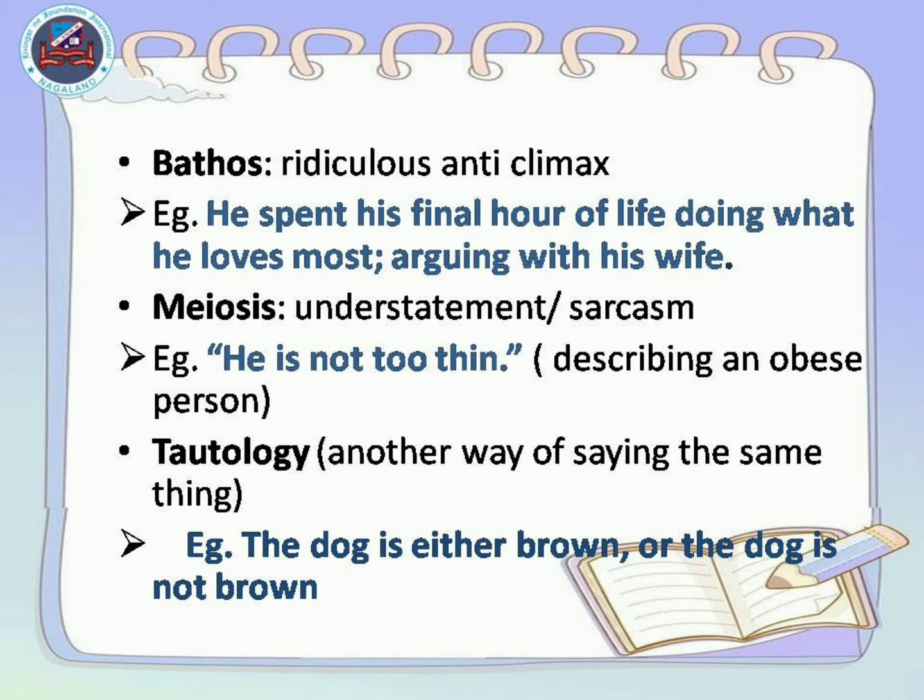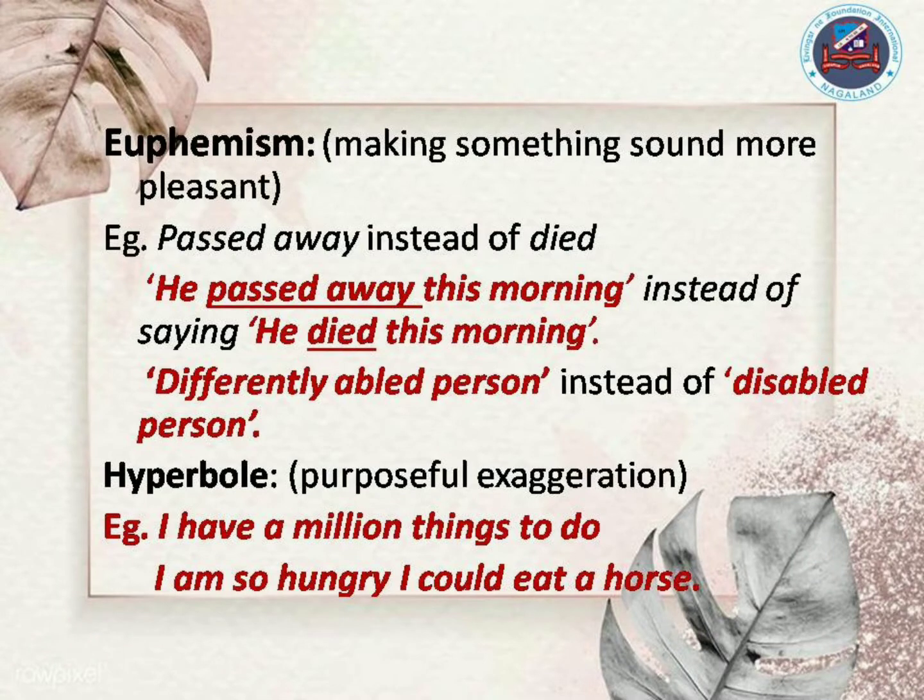The next one is meiosis. Meiosis is an understatement or sarcasm that belittles something or somebody. The example here is, he is not too thin, describing an obese person. So this is an understatement describing an obese person, saying that he is not too thin. The next one is tautology. Tautology is another way of saying the same thing. The example given is, the dog is either brown or the dog is not brown. So that is tautology.